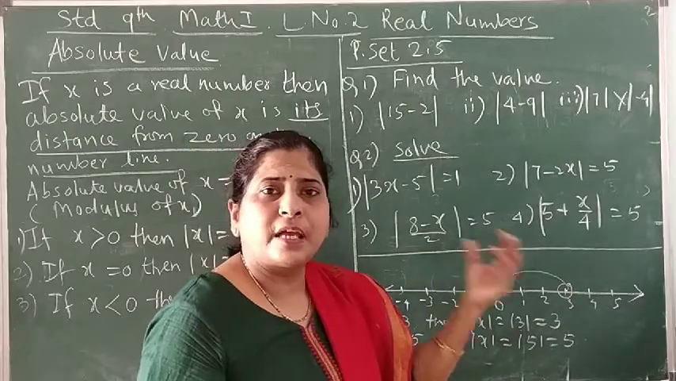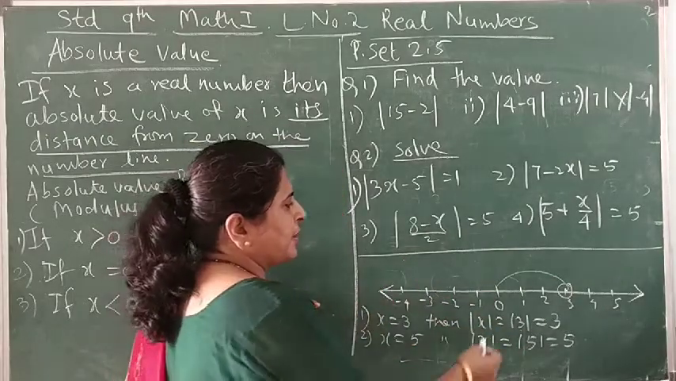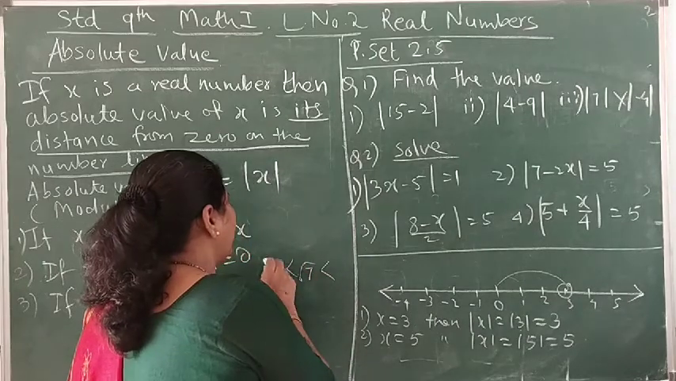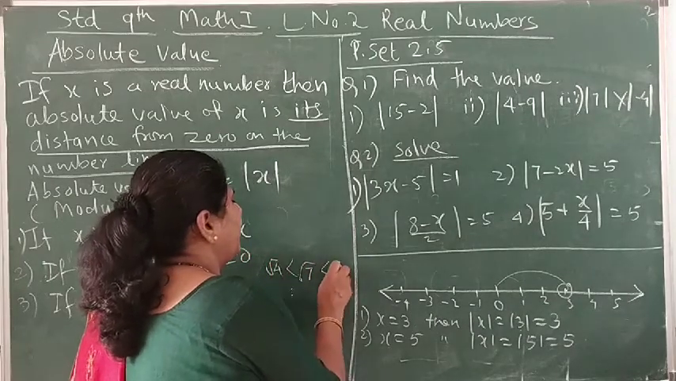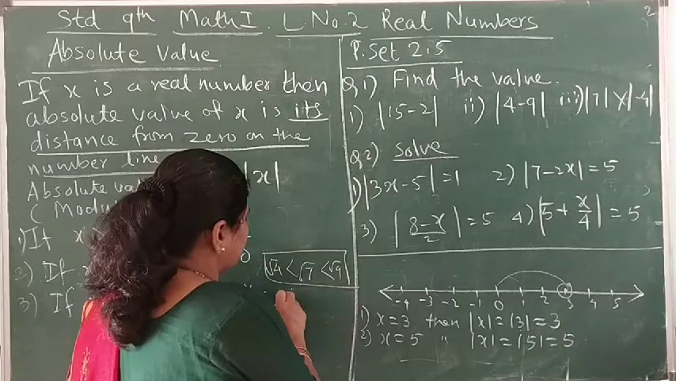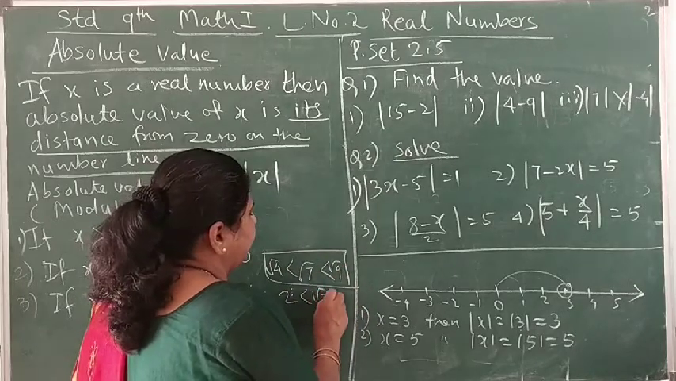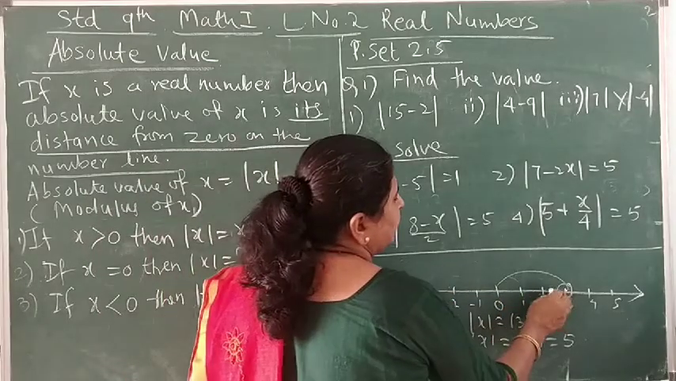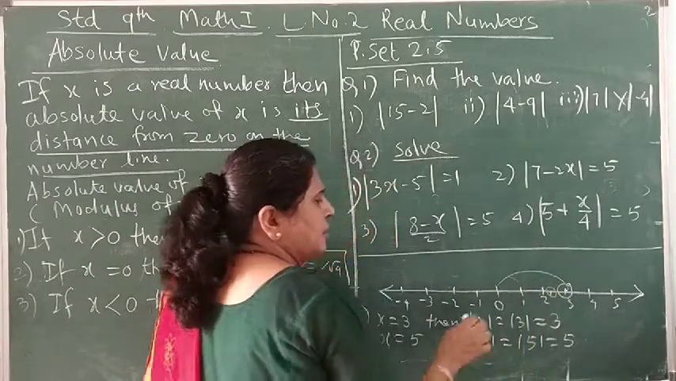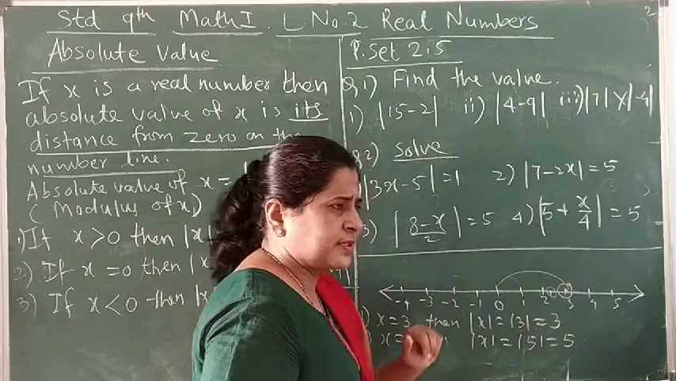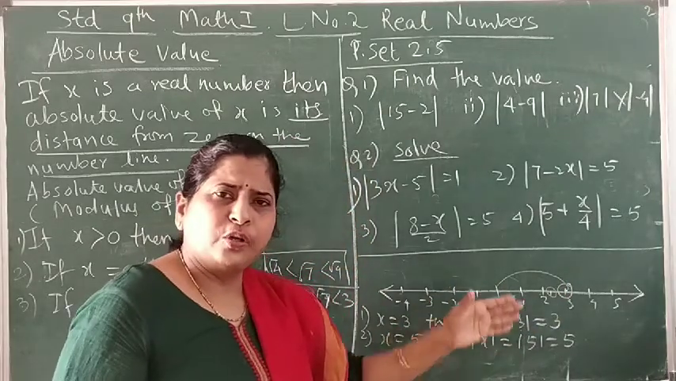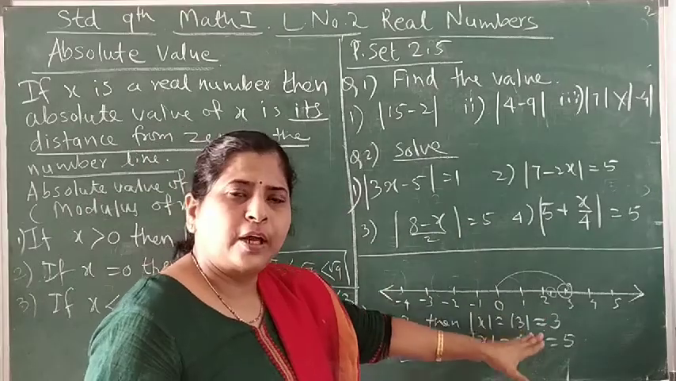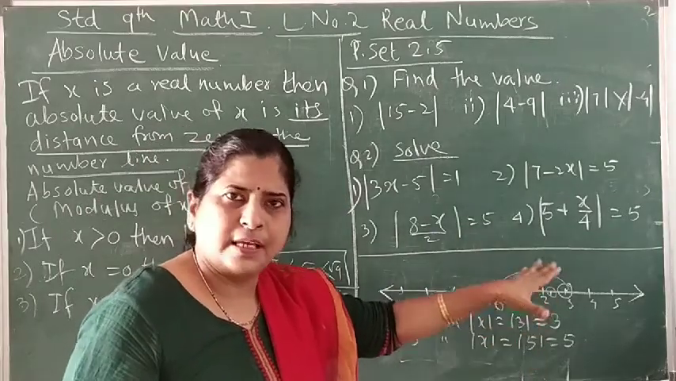Absolute value of root 7. Square root of 7 can be plotted somewhere between. Now square root of 7 is a number between square root of 4 and square root of 9. So it is between 2 and 3. Square root of 7 is between 2 and 3, somewhere here. Square root of 7, suppose here it is. So its distance from 0 is square root of 7. So its absolute value is also square root of 7. So the absolute value of a positive number is the same as the number.